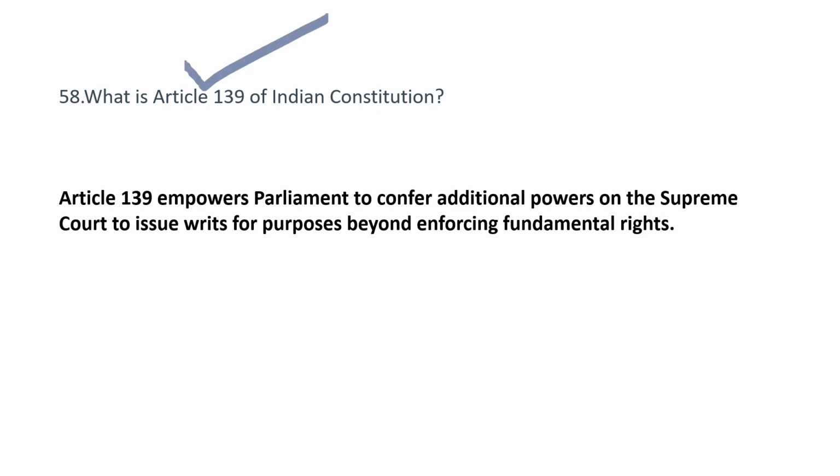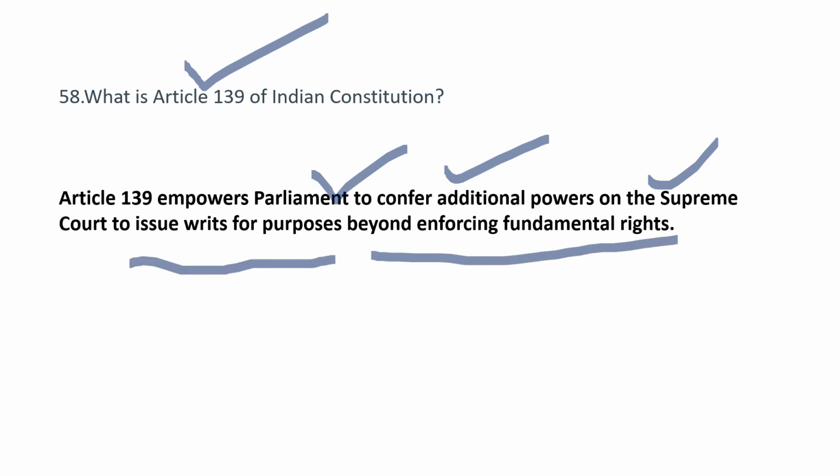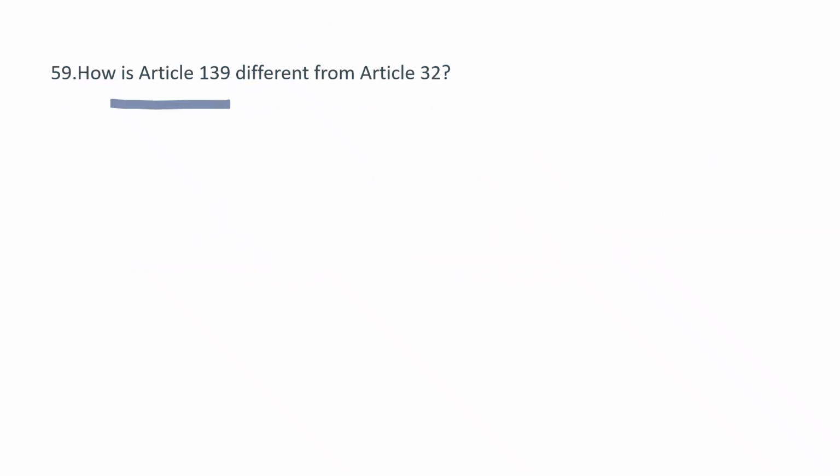Under Article 139 of the Indian Constitution, Parliament can confer additional powers upon the Supreme Court. Why? To issue writs for purposes beyond enforcing the fundamental rights. Next question. How is Article 139 different from Article 32?